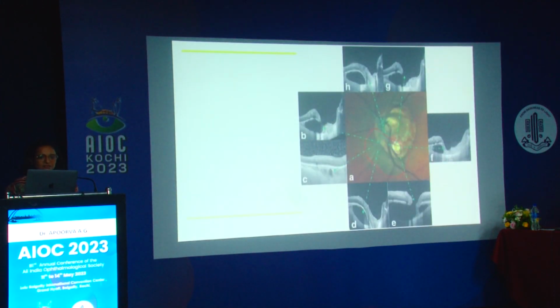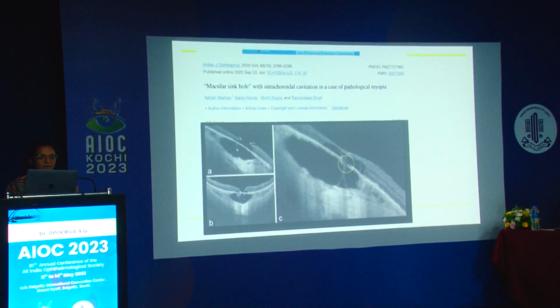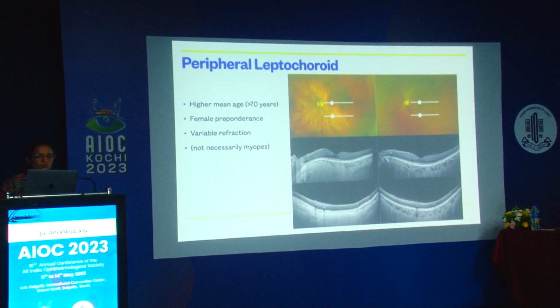Intrachoroidal cavitation, this is a large cavitation in the peripapillary area. It can be associated with sinkholes, which can even be macular in location, and there can be herniation of retinal tissue. So this is a leptochoroid where the peripheral, mid-peripheral choroid is very thin, and there is an area of hyperpigmentation at the macula corresponding to normal choroid.